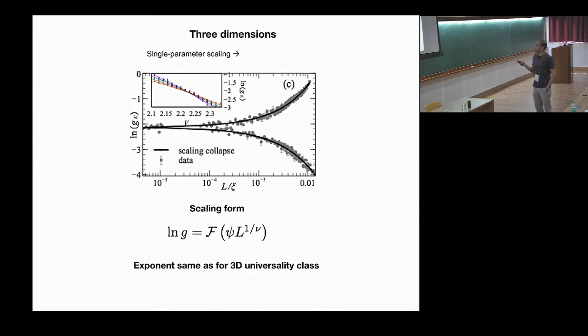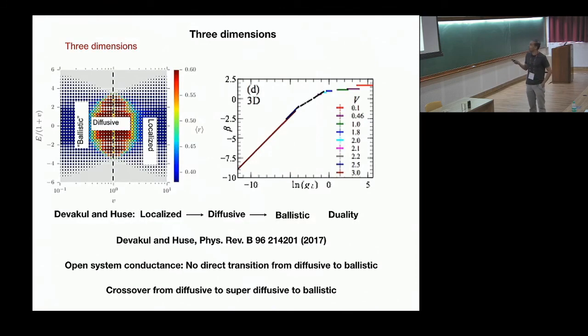And you also have a scaling collapse of G as a function of L, from which you can extract this critical exponent nu, which is the localization length critical exponent. It is indeed the same as for the 3D universality class, as also seen in previous work from a different analysis. So in three dimensions, it does appear that you get the same exponent as for the Anderson universality class, and also that you have single parameter scaling, that both of these things go hand in hand.